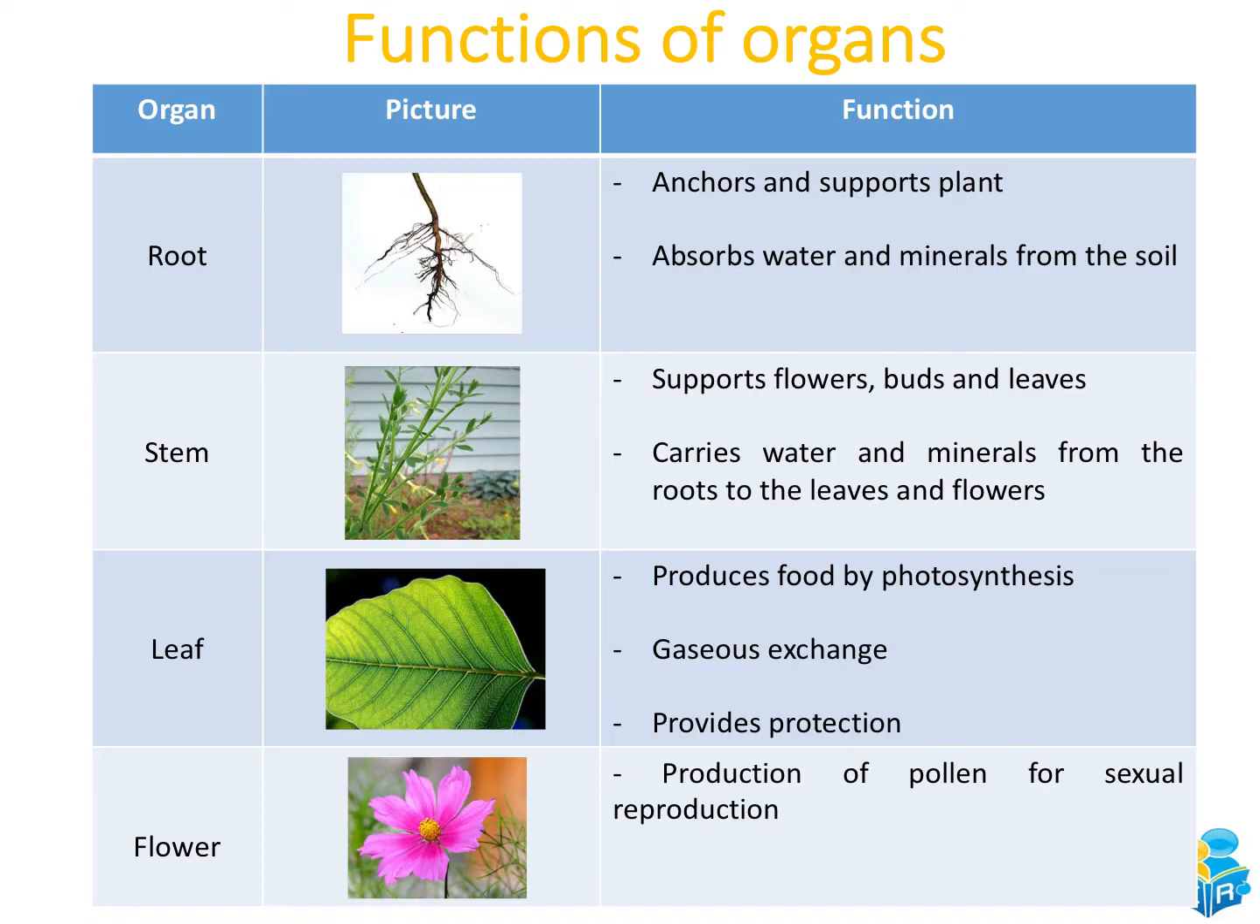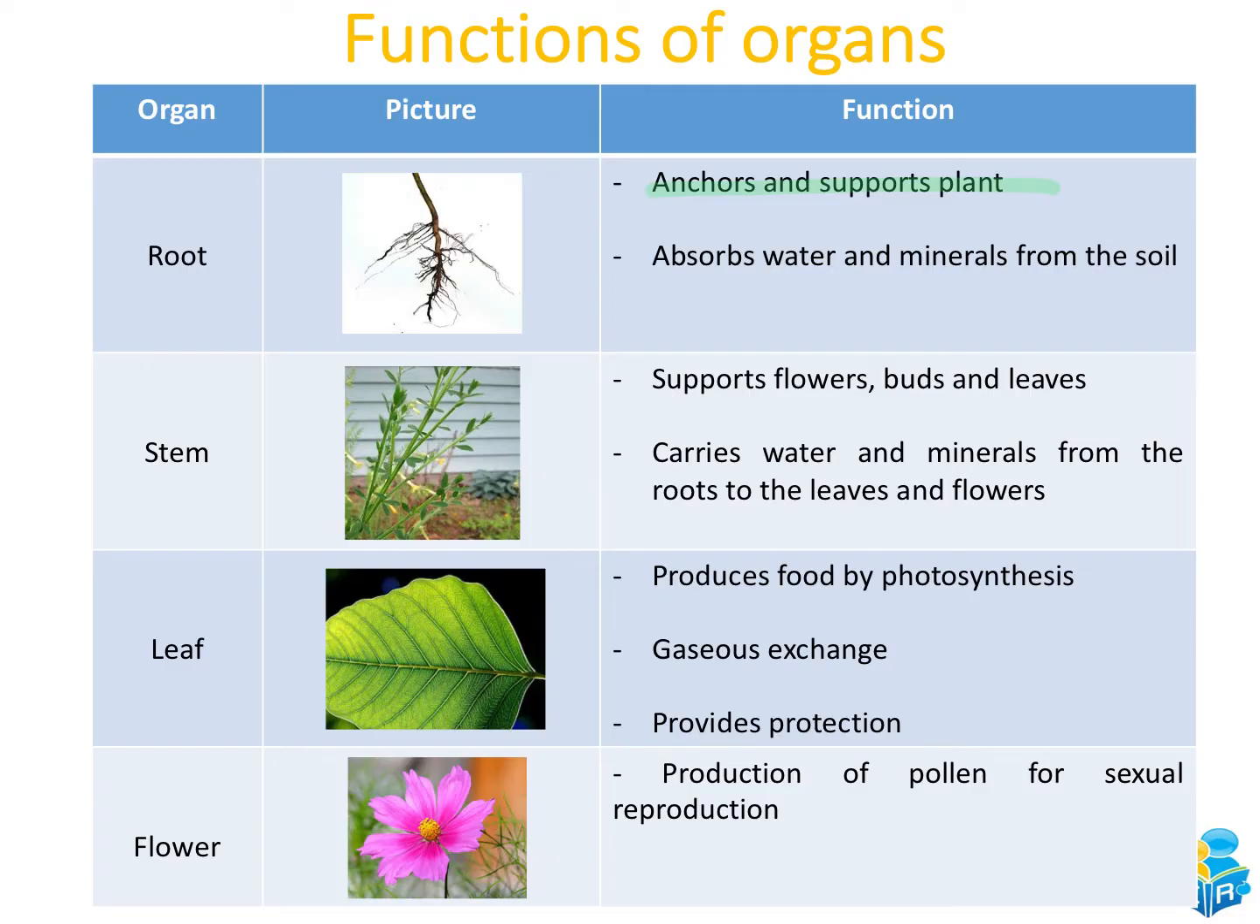So if we have a look at the functions then of each of the organs, we're going to start off here with our root. Okay, so we have a particular type of root here, and its main function is to anchor and support the plant. Okay, so you can imagine the conditions that these plants are facing outside. It can be very windy, it can be very stormy, so they need to be able to secure themselves into the ground. Okay, so the roots are going to anchor and support the plant.